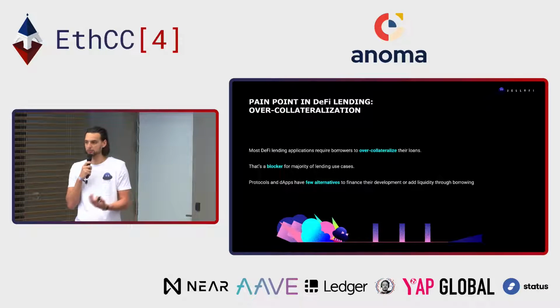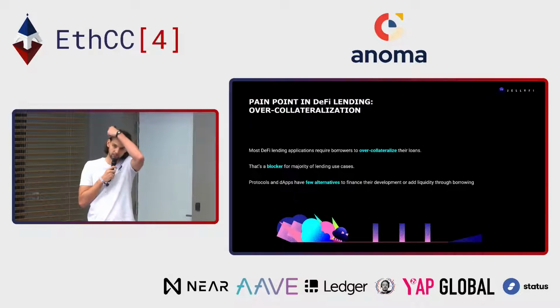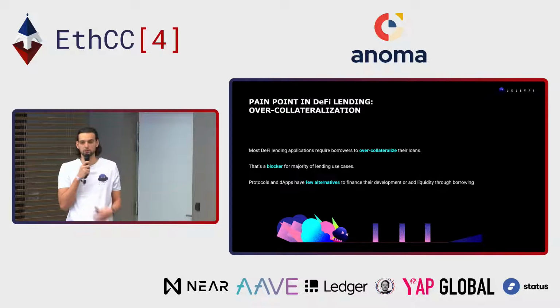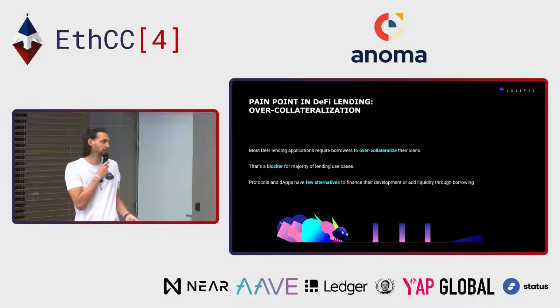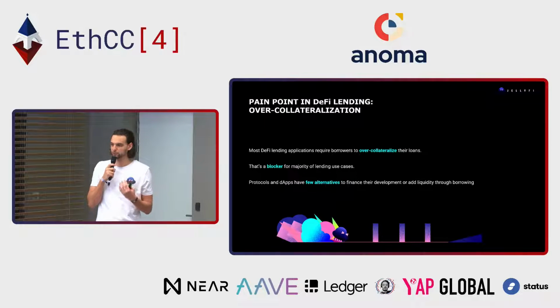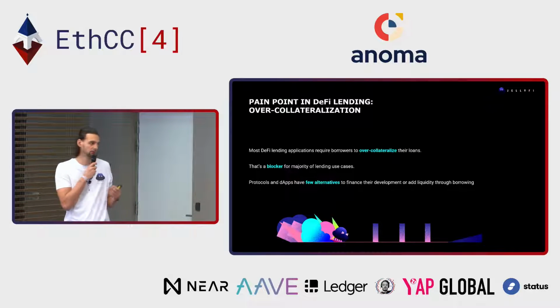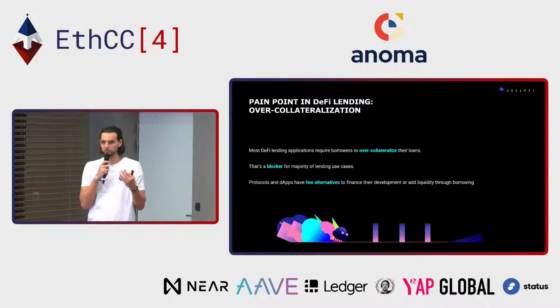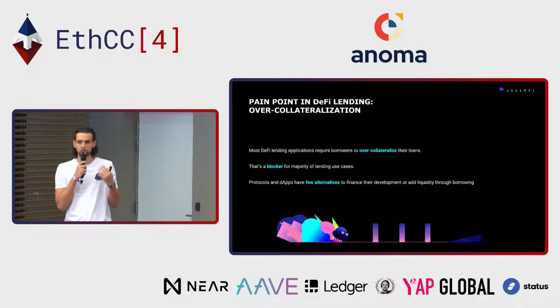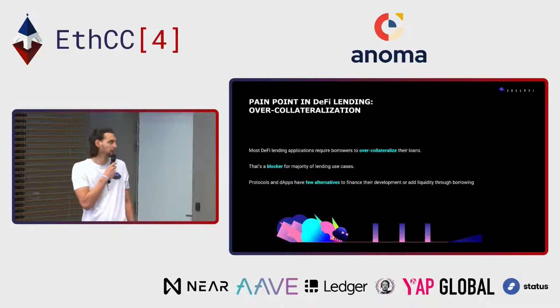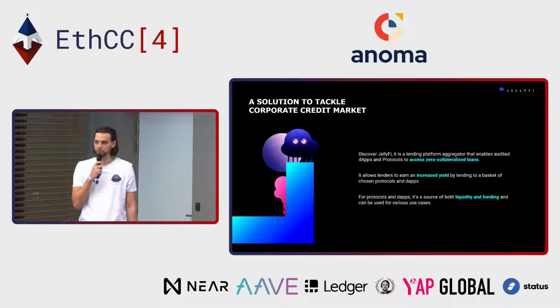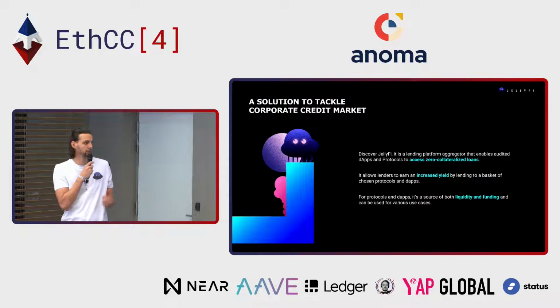And that brings us to the pain point and why we are building this. The pain point is over-collateralization. So like I said, most protocols require yourself to over-collateralize your loans. And so that's a blocker for majority of use cases, because in terms of capital efficiency, it's really bad, and that's cool for the peers, but for the corporate market, it prevents corporates to have access to ways to finance their development or add liquidity to their protocol through borrowing. And that's why we decided to create JellyFi, which is tackling the corporate credit market.